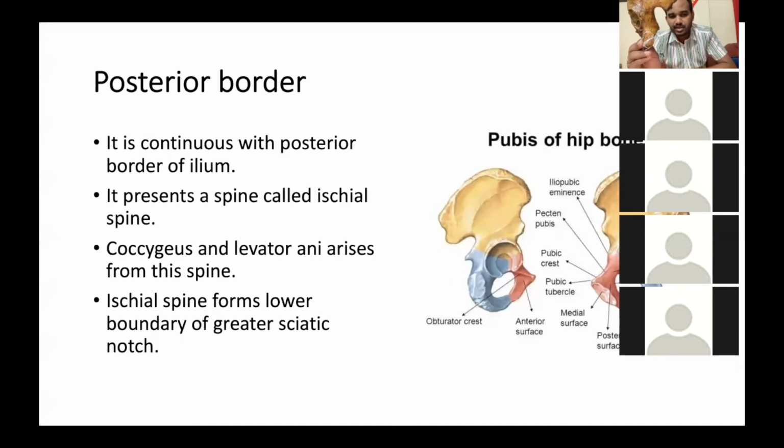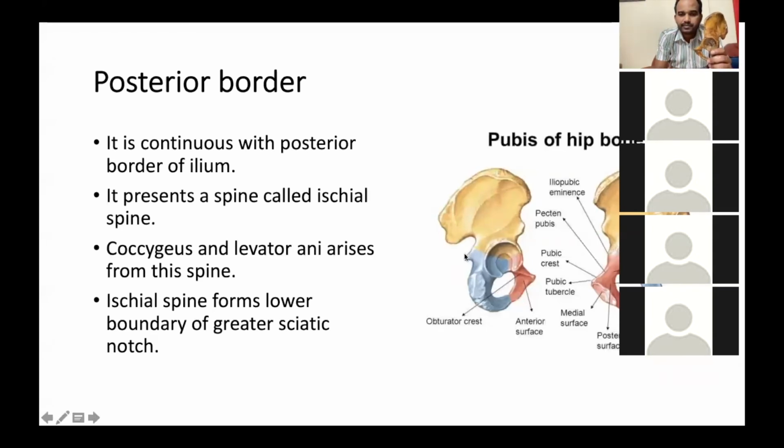ani. Coccygeus and levator ani. So this ischial spine provides attachment to the sacrospinous ligament. Not only that, it also gives origin to two muscles. One is the coccygeus muscle. Number two is the levator ani muscle. Not only that, this ischial spine forms the lower border of the greater sciatic notch. Now this is the greater sciatic notch.